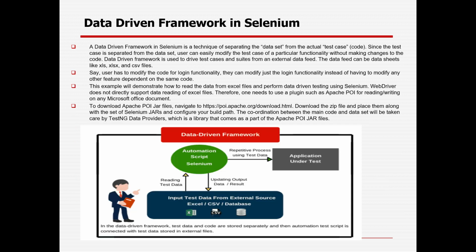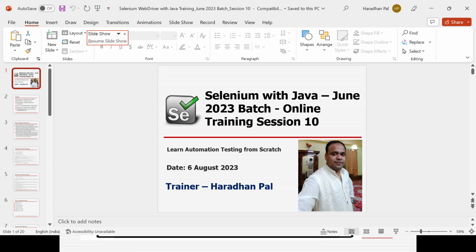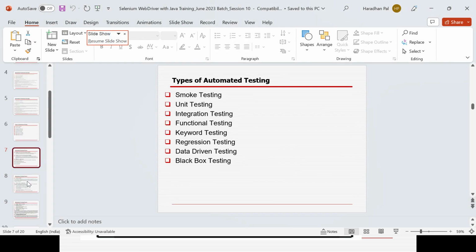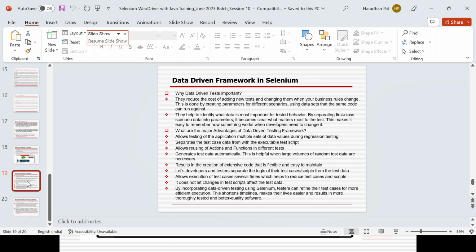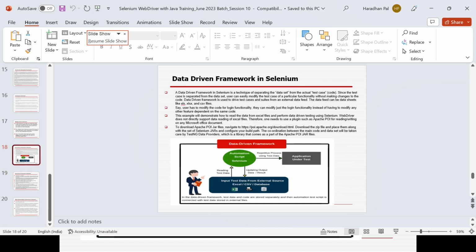So here there is a link provided, right? You could see Apache POI. This Apache POI external library is required to interact with the Excel sheet. So let's go to the official site of Apache POI and try to download all the jar files. This is the official site, and the link is also provided here. You don't need to type anything.